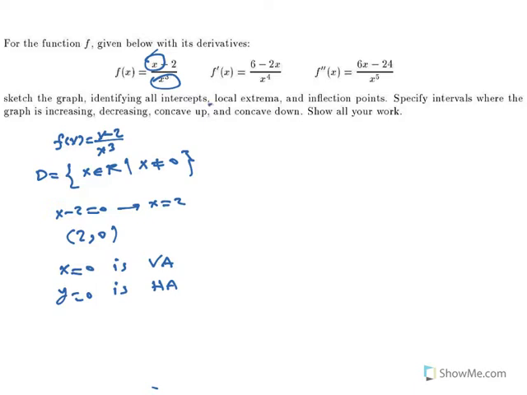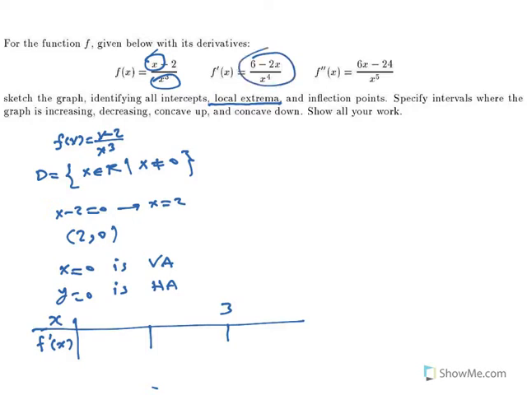Next step is finding local extrema. In order to find local extrema, we draw the sign chart for the derivative. The derivative is 0 at x equals 3 and undefined at x equals 0.